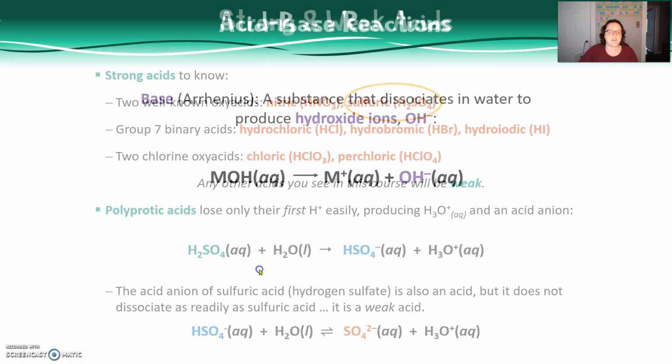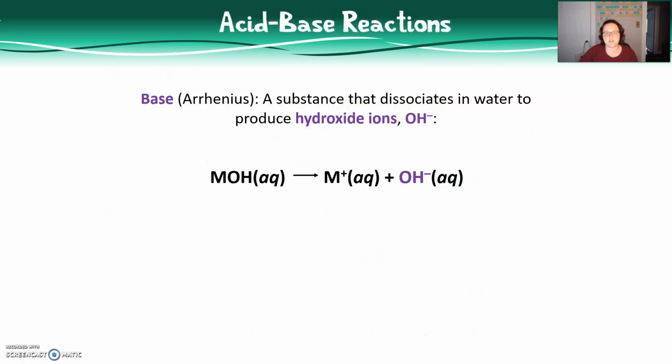The Arrhenius definition of a base is a substance that dissociates in water to produce hydroxide or OH- ions. Therefore, the general form of a base dissociation reaction is written with MOH, where the OH represents the hydroxide ion that will dissociate in an aqueous solution of the base, and M represents the metal cation that dissociates. So for sodium hydroxide, M is just the sodium ion.